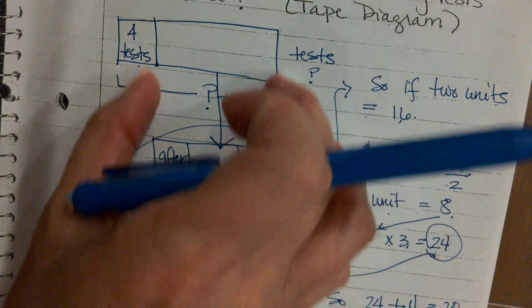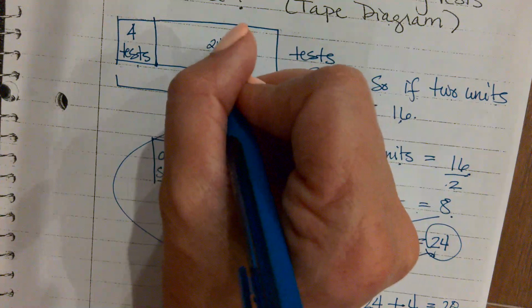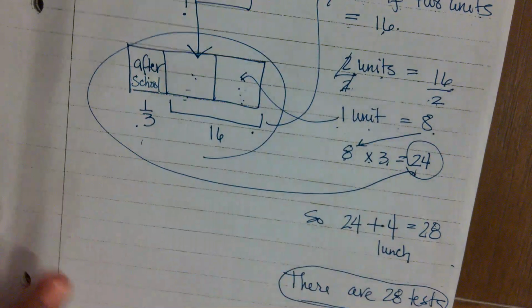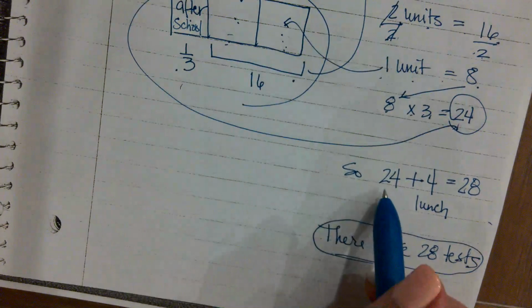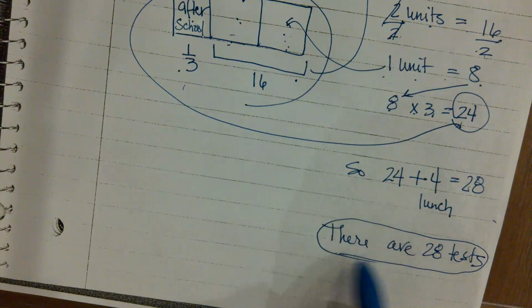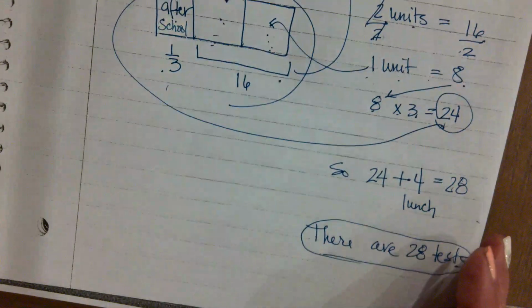Now let's go back and push this back up. So if this is equal to 24, it's 24 plus 4, which is equal to 28 tests. So here's 24 plus the 4 at lunch is 28 tests. There are 28 tests.